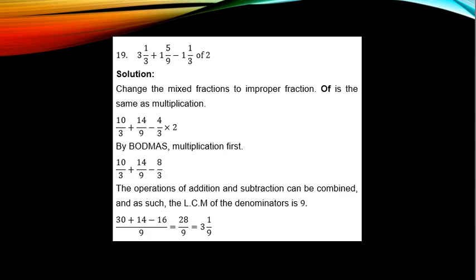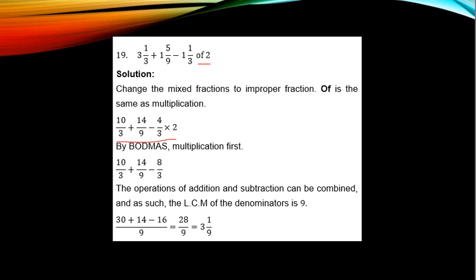Example 19. 3 whole number 1 over 3 plus 1 whole number 5 over 9 minus 1 whole number 1 over 3 of 2. Here we'll do two things. As the mixed fractions are being changed to improper fractions, let's also convert of to multiplication. That is the step you have here, changing the mixed fractions to improper fractions, then of, which implies multiplication.